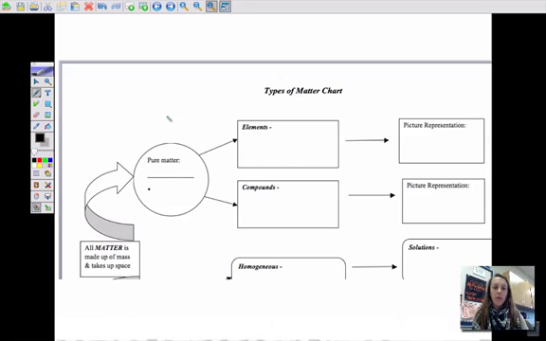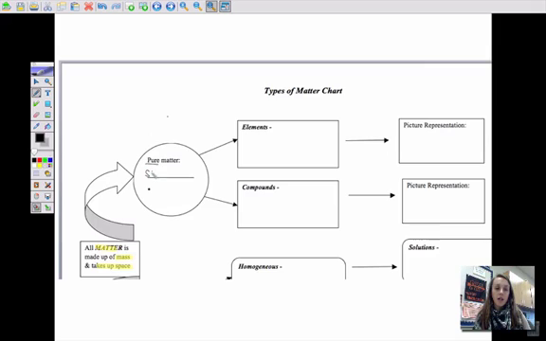The second target in our matter unit after the density target is to analyze different types of matter in terms of structure and organization. In order to do that effectively, we first have to learn about the different types of matter, and we're going to do that by filling in this chart. To begin, all matter is made up of mass and takes up space. From there, it separates into two categories, pure and unpure matter. We're going to start with pure matter first.